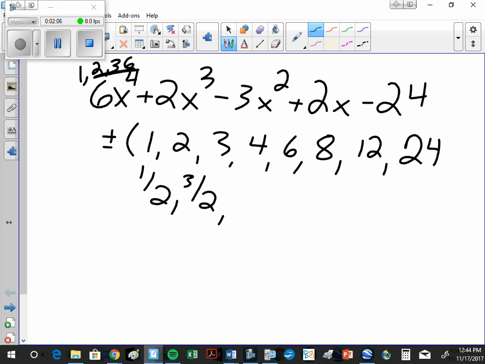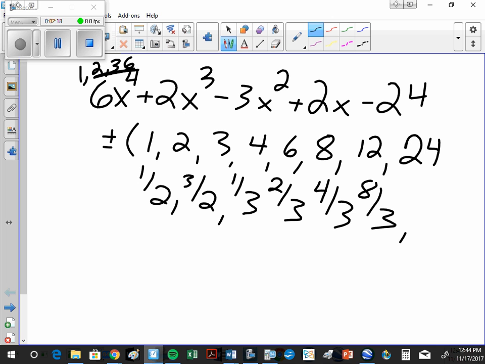And then I would move over to 1 over 3, 2 over 3. I don't need to do the 3. 4 over 3, 6 I don't need, 8 over 3. And then move on to the 6, 1 over 6, and then everything else simplifies. So that would be the list. Okay? That is called the rational root theorem.